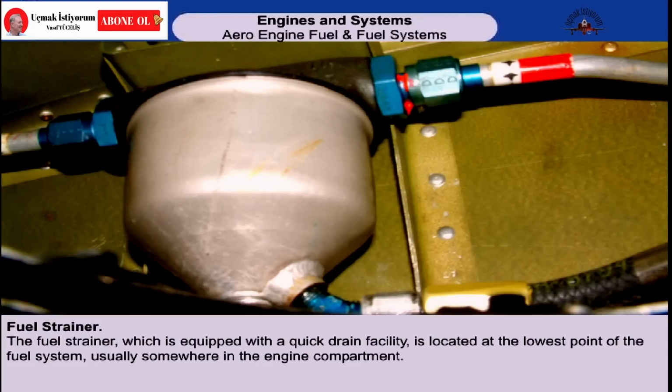The fuel strainer is also equipped with a quick drain facility. The fuel strainer itself is located at the lowest point of the fuel system, usually somewhere in the engine compartment. The fuel strainer should be drained once for each of the tanks which can be selected on the aircraft's fuel selector valve. Once again, sufficient fuel should be allowed to flow to ensure complete removal of any water.